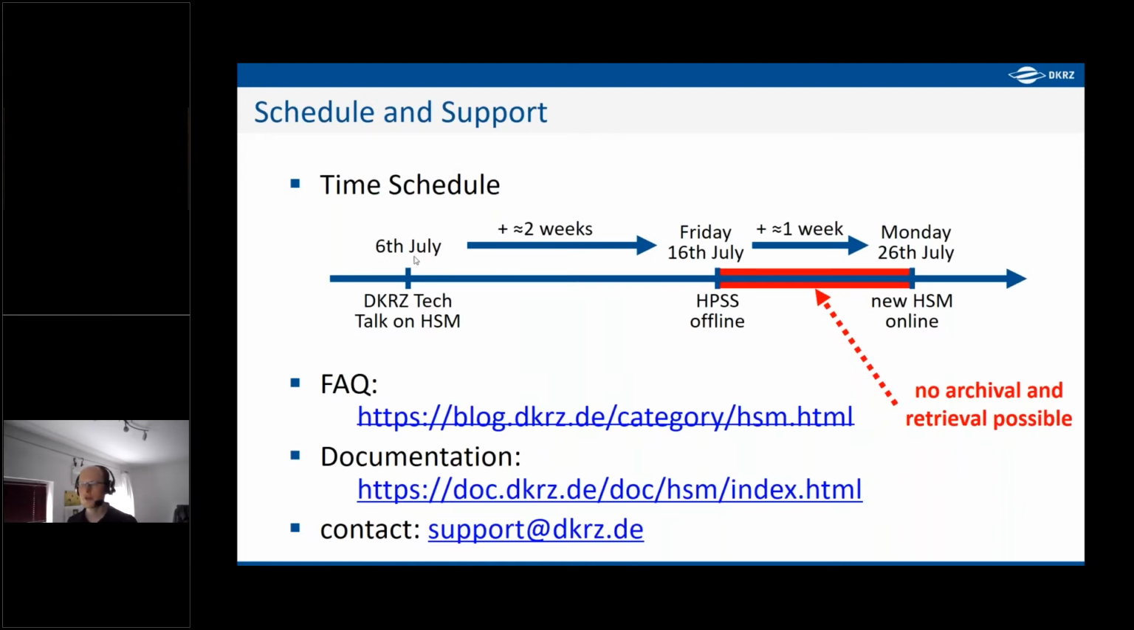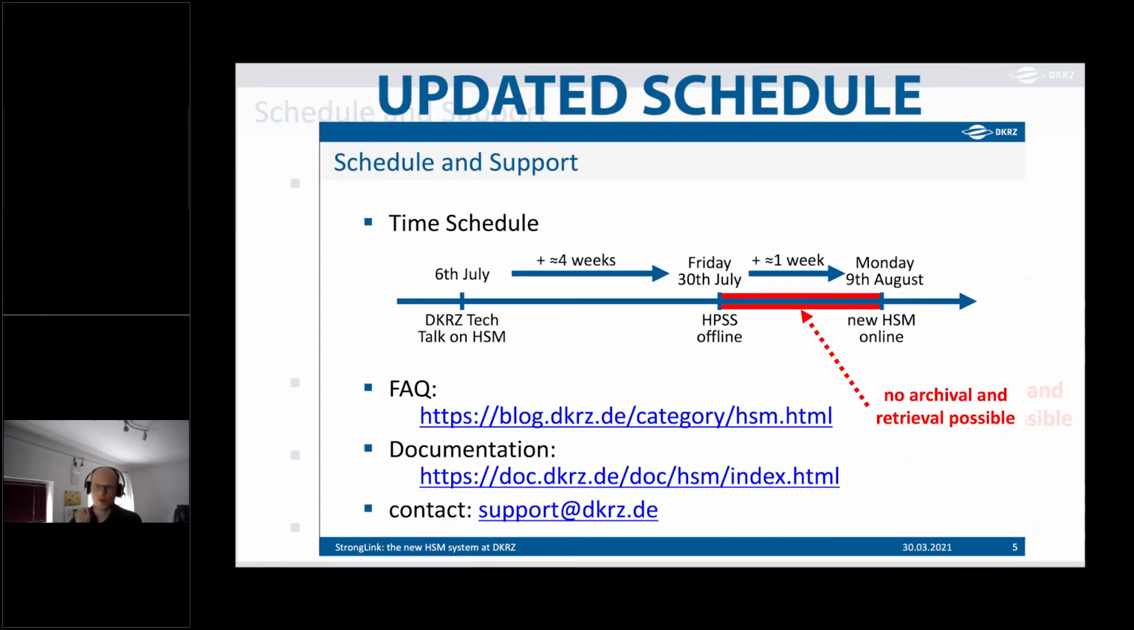So the current time schedule: we are on the 6th of July, and we expect that in 2 weeks we will turn off the HPSS. We said before there will be one week of offline time. It's 1 working week. If we count the days, it's actually 10 days, because on Monday the 26th we hope the system is online again, the new HSM system is online, and all the data is transferred. During this week, which is marked here in red, you cannot archive anything and you cannot retrieve anything. So that week is completely without tape archive.